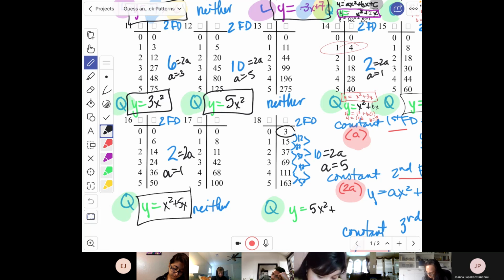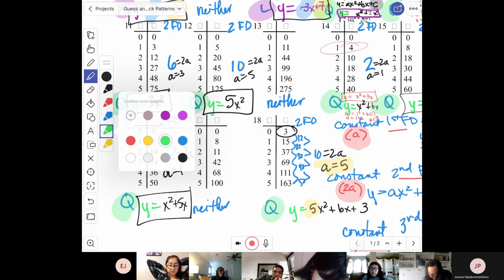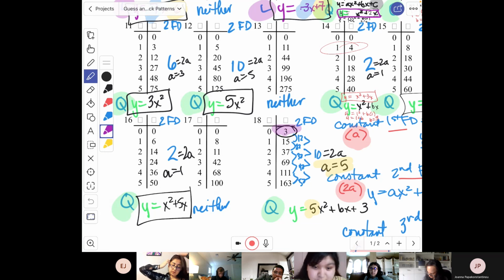I know C is 3, right? Don't I know that? I know A is 5. I know C is 3. Isn't that true?